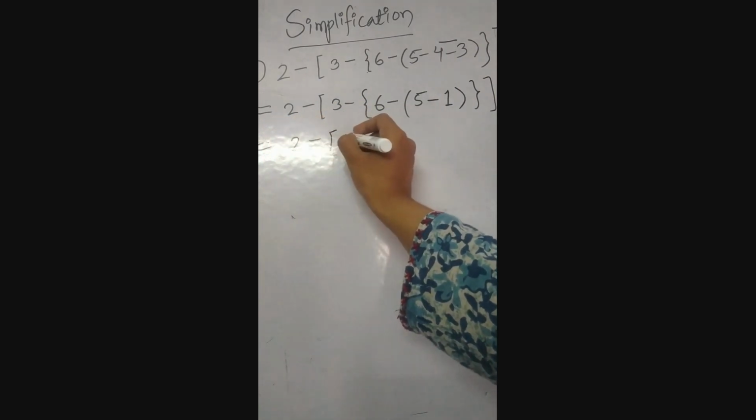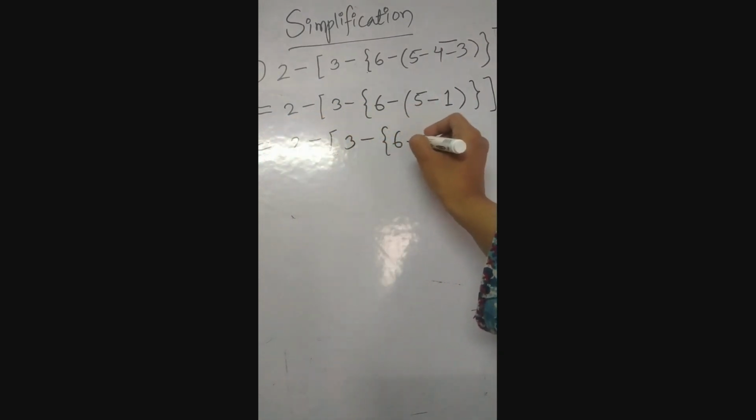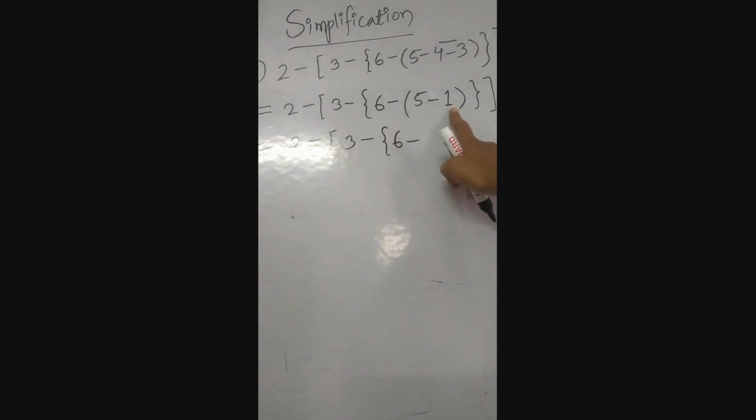Then again 2 minus 3 minus in bracket 6 minus. Now I'm going to solve this inner bracket. This is 5 minus 1. The innermost bracket will be solved first, then later on like this. So 5 minus 1 is what? 4.